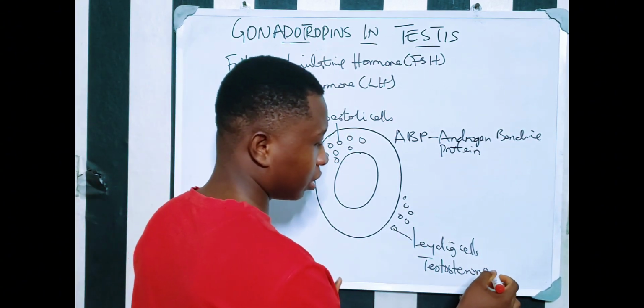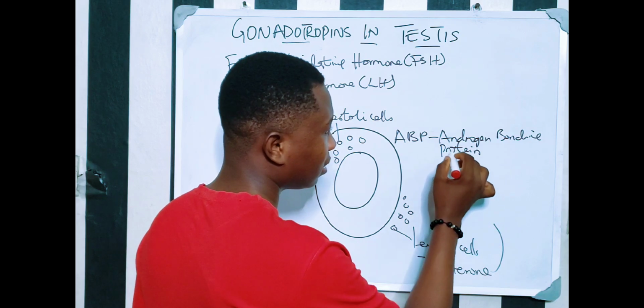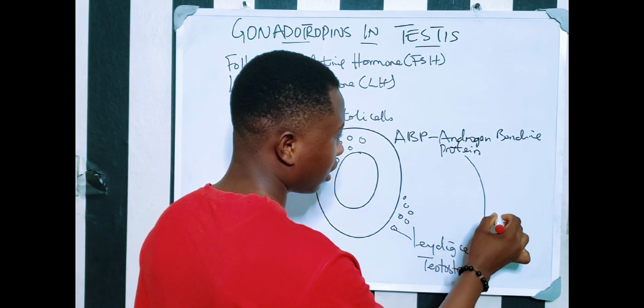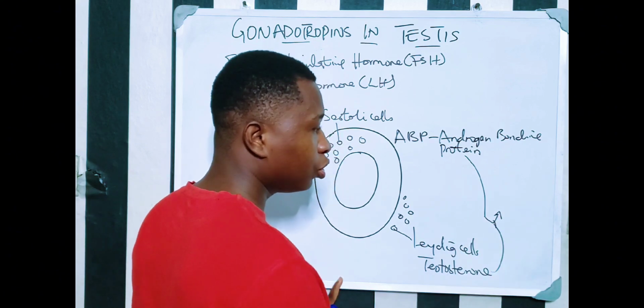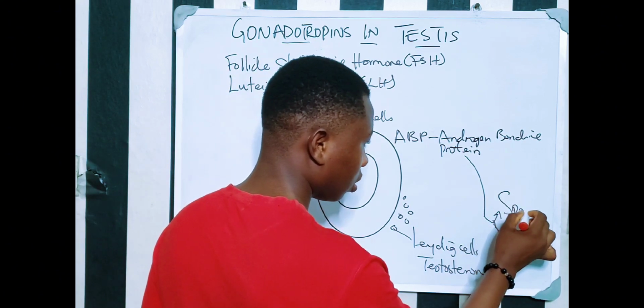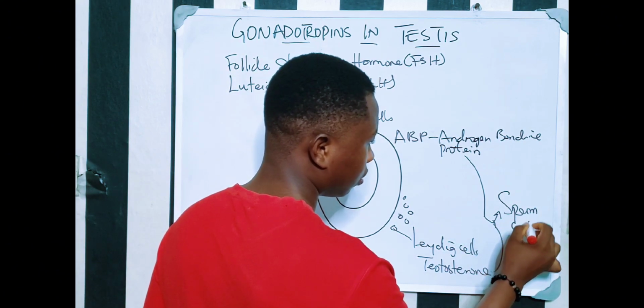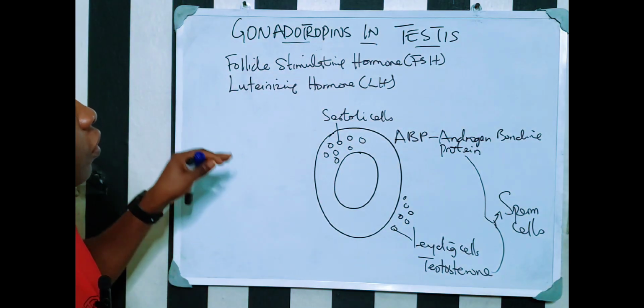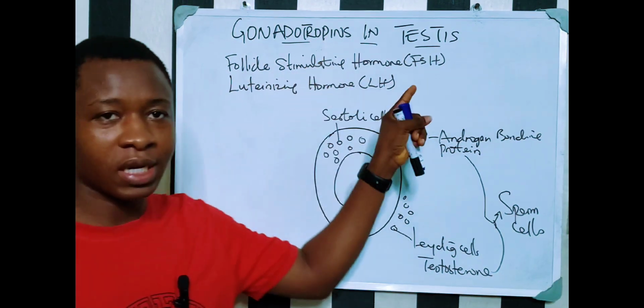Now, the testosterone and the androgen binding protein work together to produce the sperm cell. So that's the function of gonadotropins in the testes.